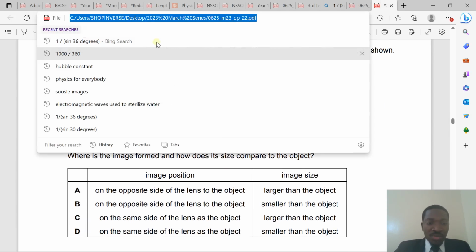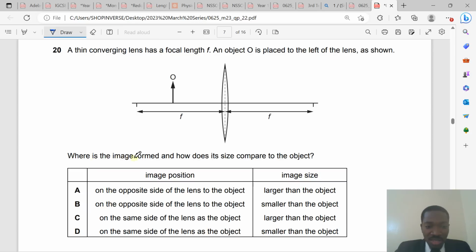Question 20 says, a thin convergent lens has focal length f. An object O is placed to the left of the lens as shown. So we have the object placed at the left side of the lens. Where is the image formed and how does its size compare to the object? Since the distance from here to here is one focal length and the object is closer to the lens than the focal length, the image will be formed on the same side. The image will be upright, virtual and magnified.